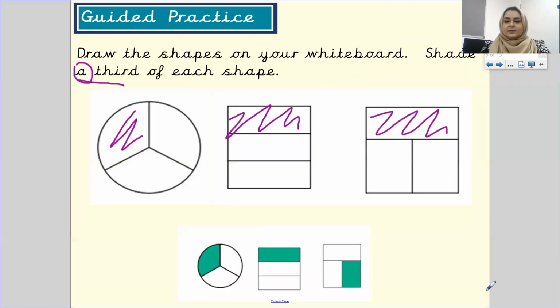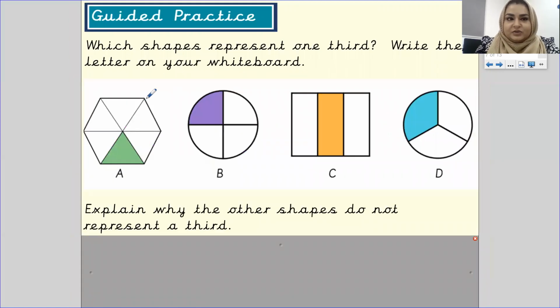So it should have looked like that. Doesn't matter where, but you should have shaded in 1 part because a third means 1. Okay, a third means 1.